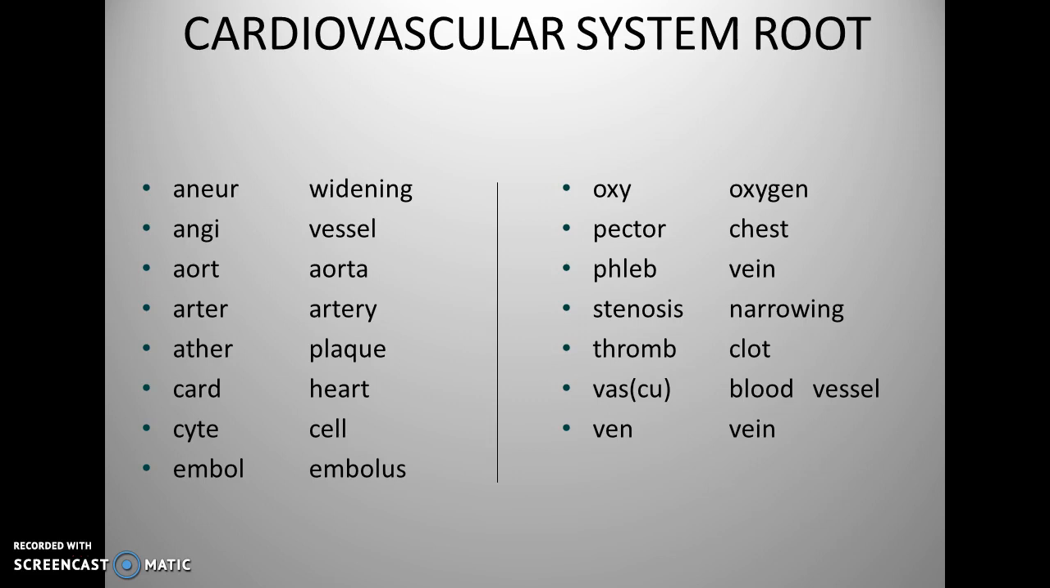So if I go back to the next one, like widening, aneurysm, vessel angioplasty, of course aorta, artery, atherosclerosis, cardiovascular or cardiomyopathy, erythrocyte, blood cell, embolism, oxygen, pectoralis major, minor. These are muscles in the chest.